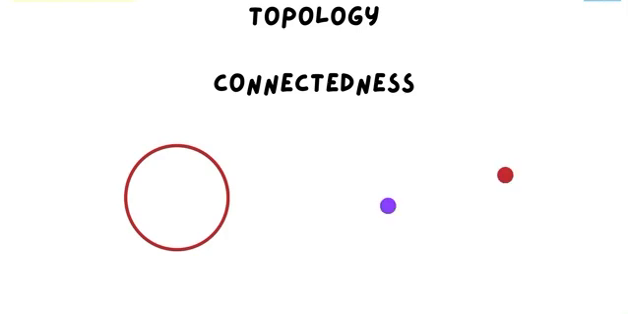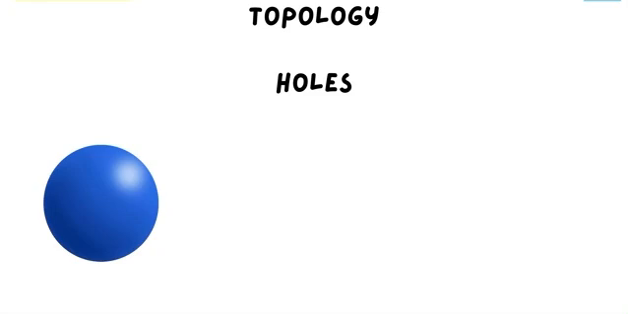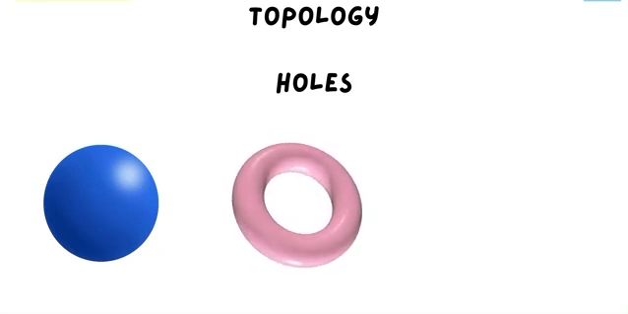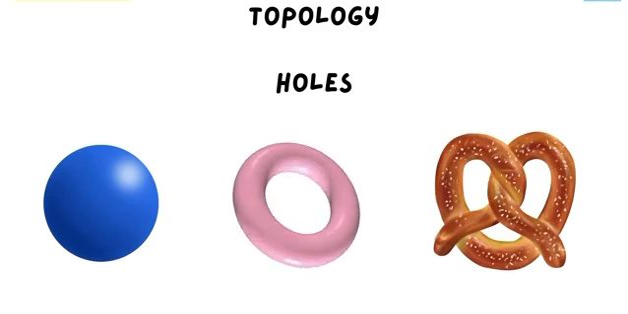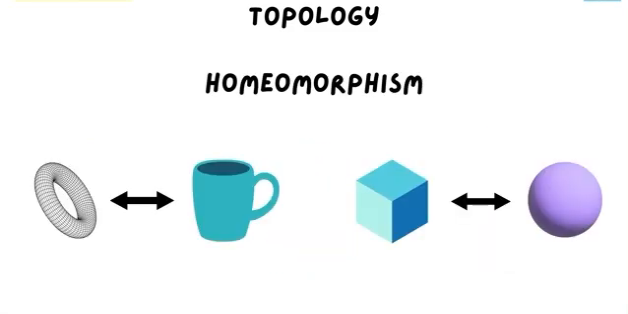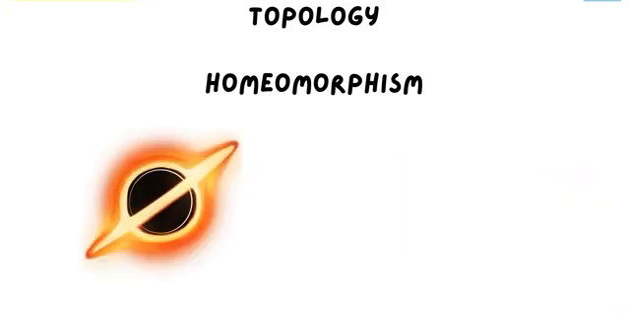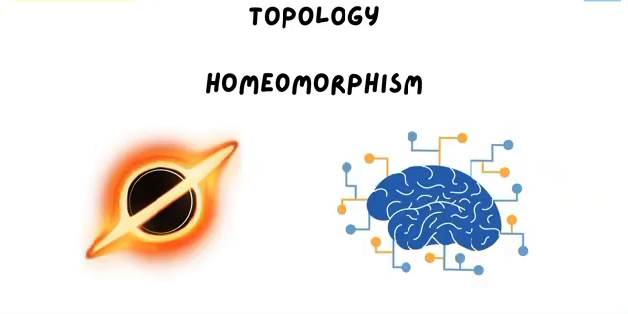2 separate dots aren't. Then holes, like a sphere that has no holes. A donut, also called a torus, has 1 hole, and a pretzel has more holes. And then homeomorphism. If one shape can morph into another without cutting or gluing, like a square into a circle, they're topologically the same. It's used in advanced physics and even explains how your brain forms connections.